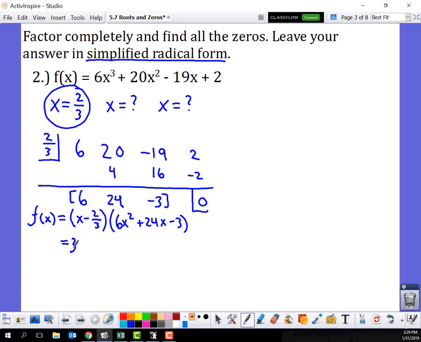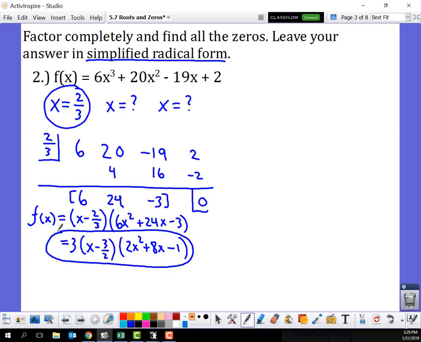So I'm going to start by bringing out a 3, and I'm going to slide that all the way out to the front. So I have 3 times x minus 2/3 times 2x squared plus 8x minus 1. And you can try any way that you want to factor that trinomial, and it's simply not going to factor. Okay, so once you realize that trinomial can't factor, you're done with part 1. We have factored that completely.